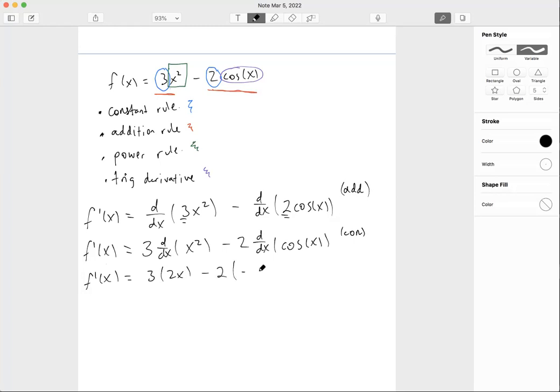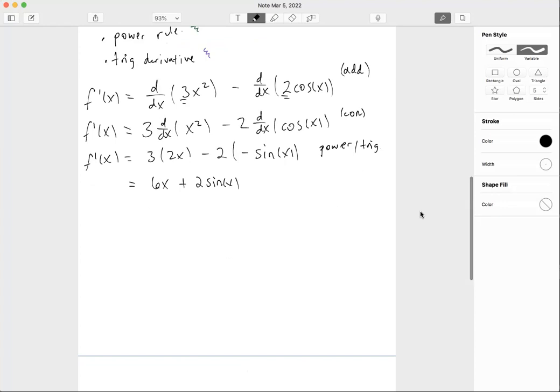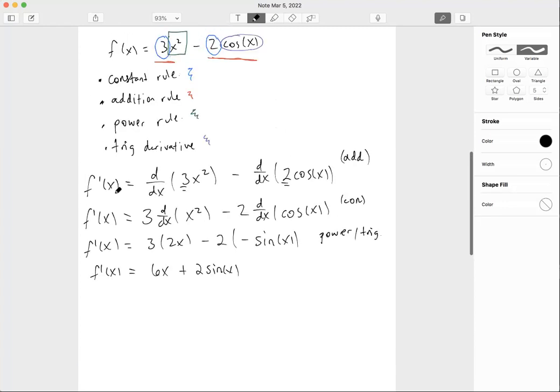So the derivative of cosine is negative sine. So this is power and trig, we can say. Okay, so then just making it nicer, it's 6x plus 2 sine x. Okay. Does that make sense? So just using all those rules.